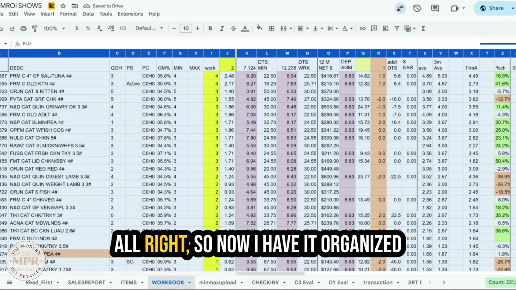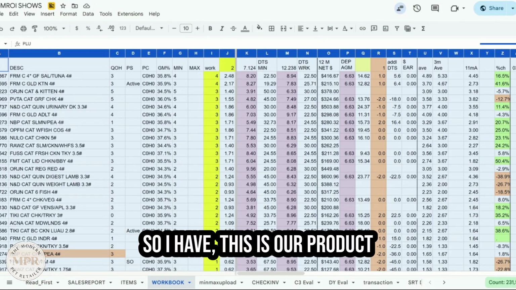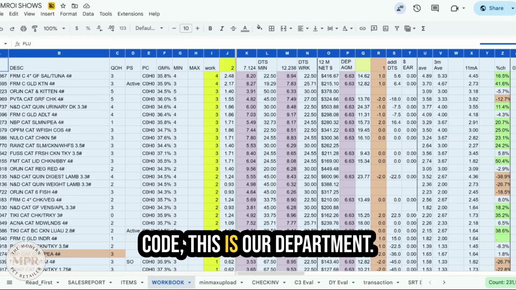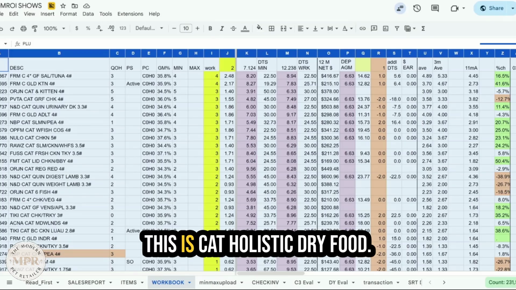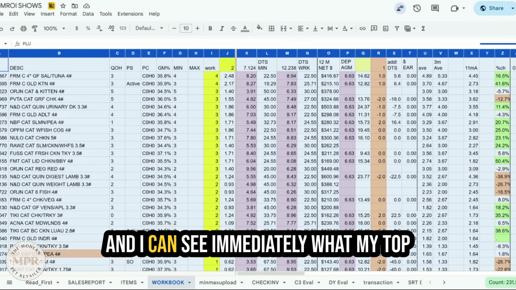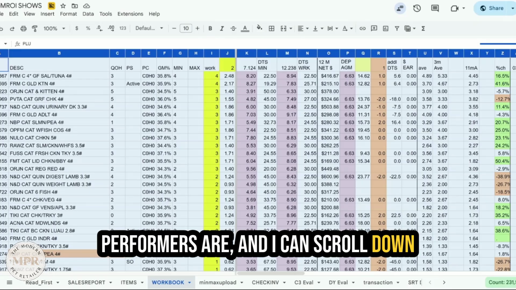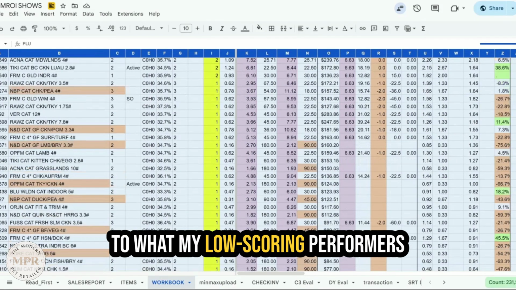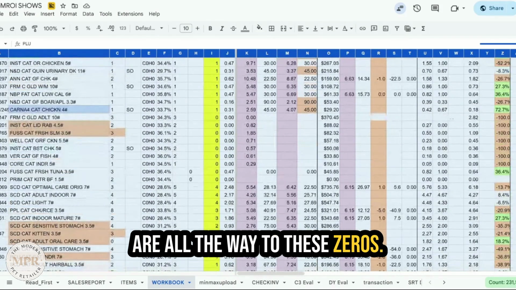Thank you. All right. So now I have it organized the way I want it to look. This is our product code. This is our department. This is cat holistic dry food. That's how we categorize this one. And I can see immediately what my top performers are. And I can scroll down to what my low scoring performers are, all the way to these zeros.